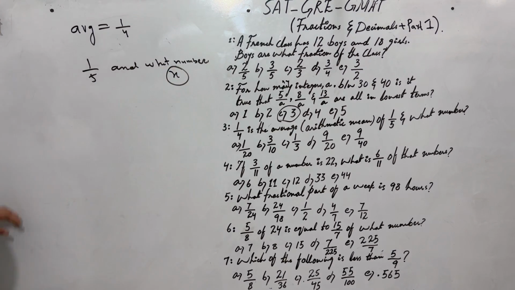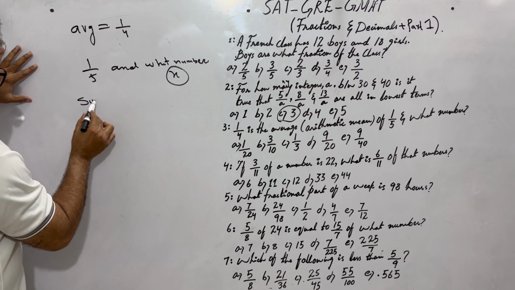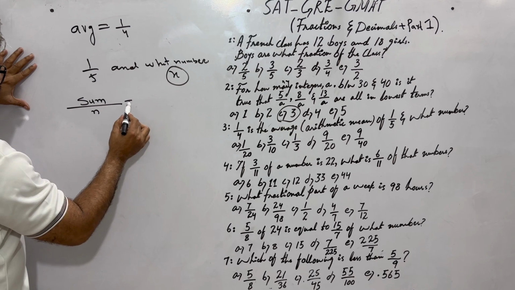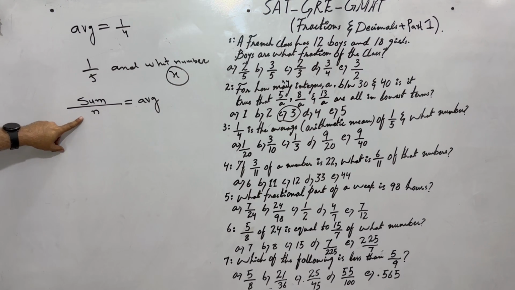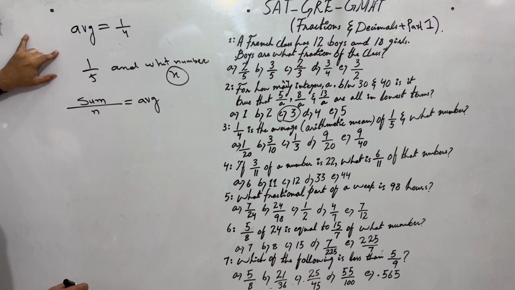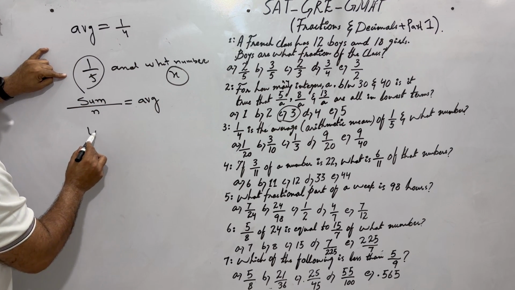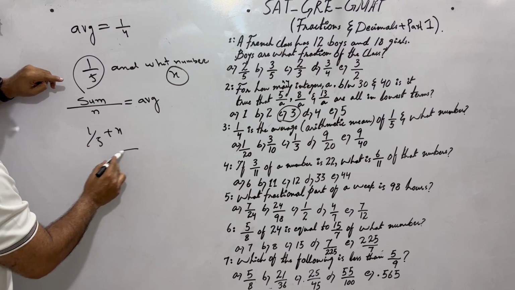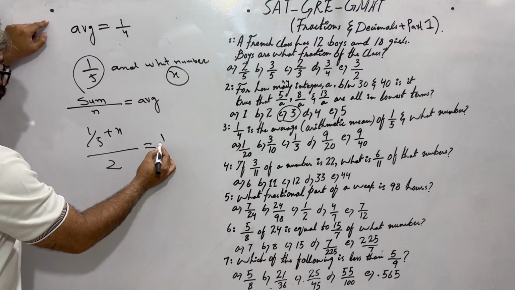Suppose x is our number. We stick to the definition of arithmetic mean: sum over total numbers is equal to the average. Sum divided by the number of quantities involved is equal to the average. The sum we have no idea about, but we have assumed the numbers are 1 over 5 and x. So 1 over 5 plus x, divided by 2 numbers, is equal to the average. The average is given to us, that's 1 over 4.